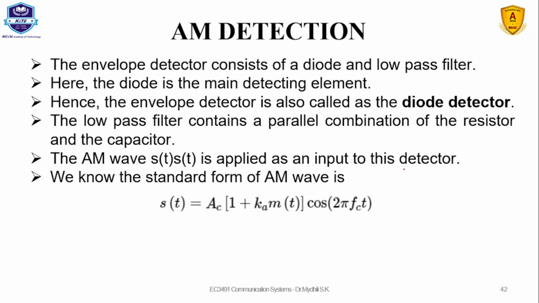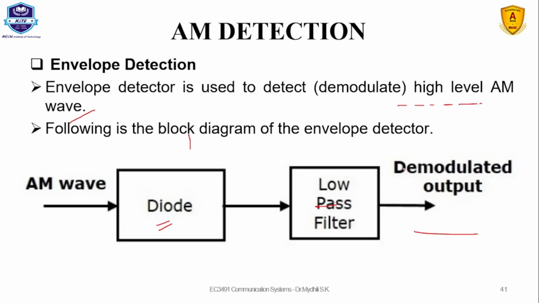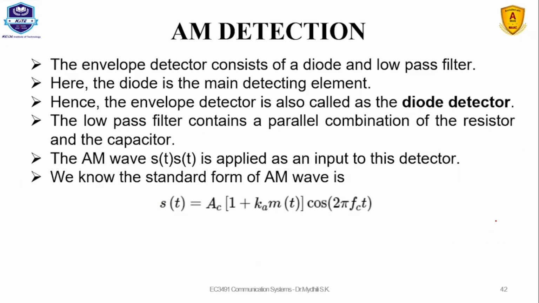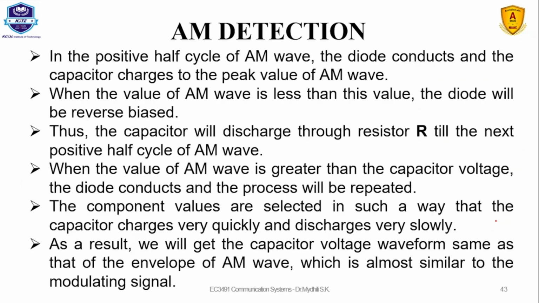The same concept of equation is applied here and compared with the standard AM wave, and finally it is passed through this low pass filter. The signal containing carrier, lower sideband and upper sideband is passed through the low pass filter to give the extracted signal, or the message signal, as the output. How this works is based on the diode conductivity over the positive half cycle and the negative half cycle, based on the forward bias and reverse bias conditions.